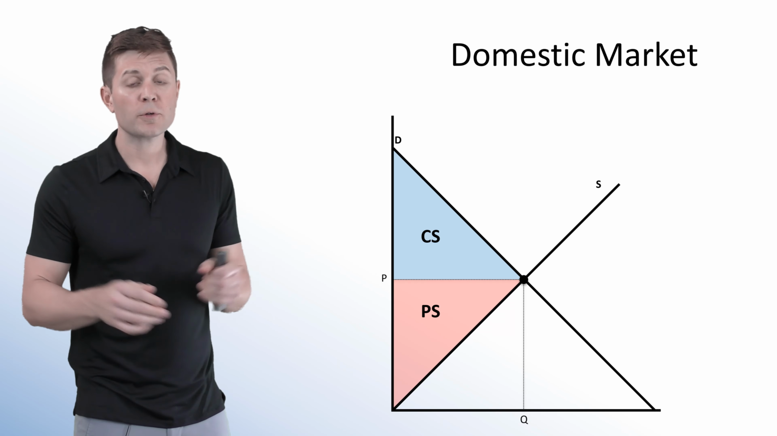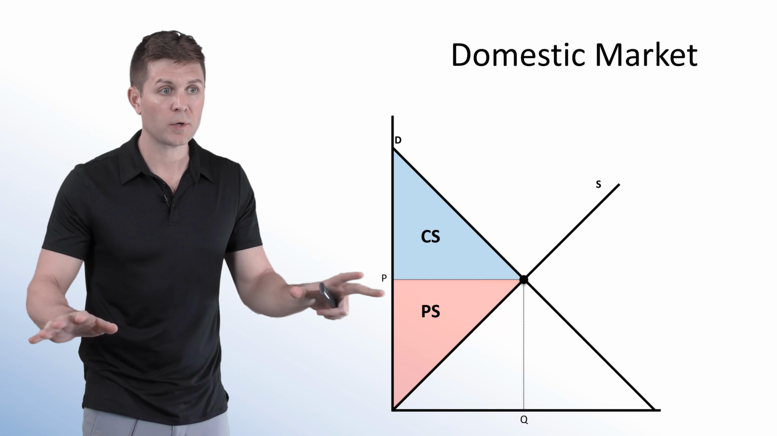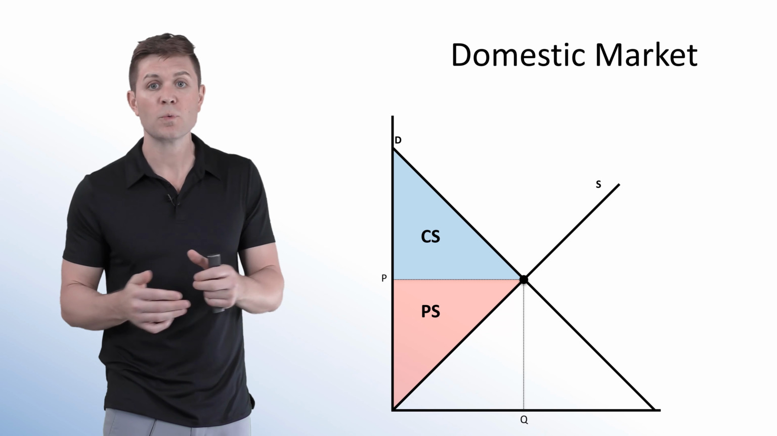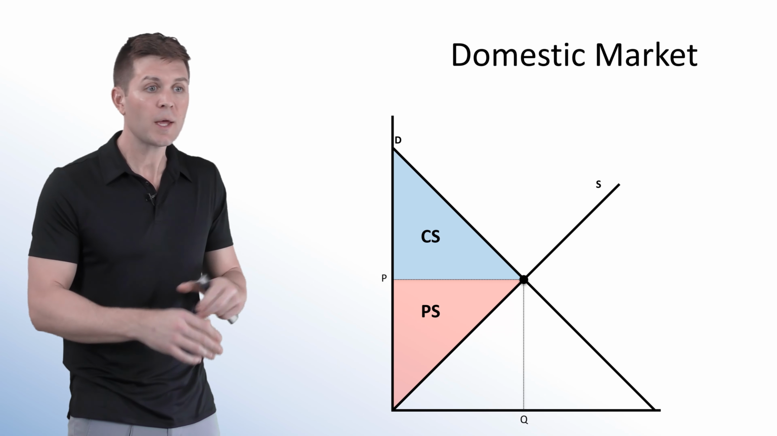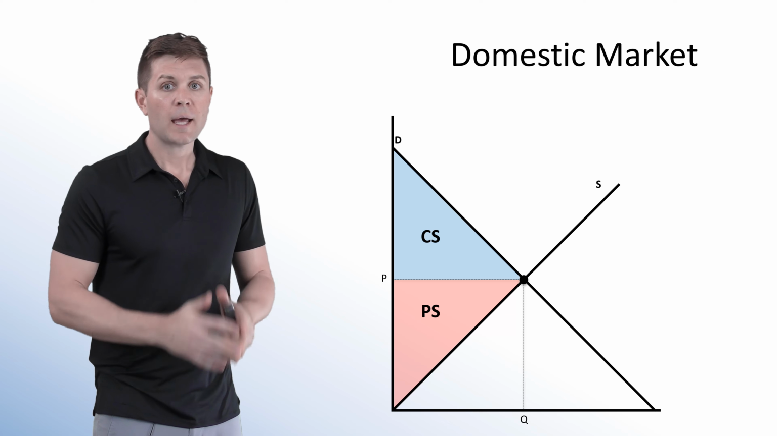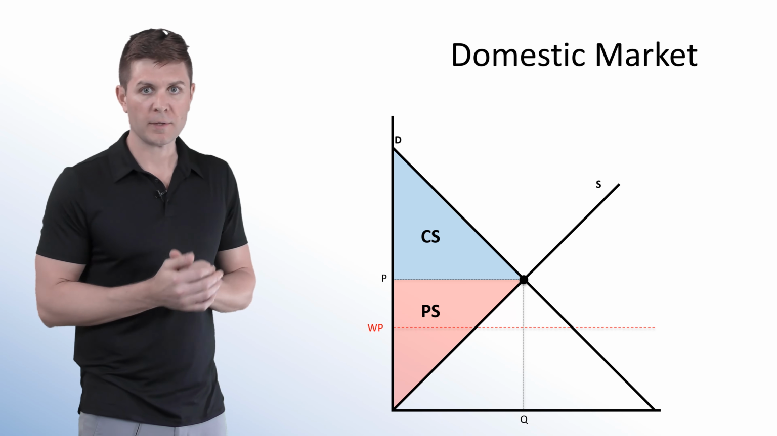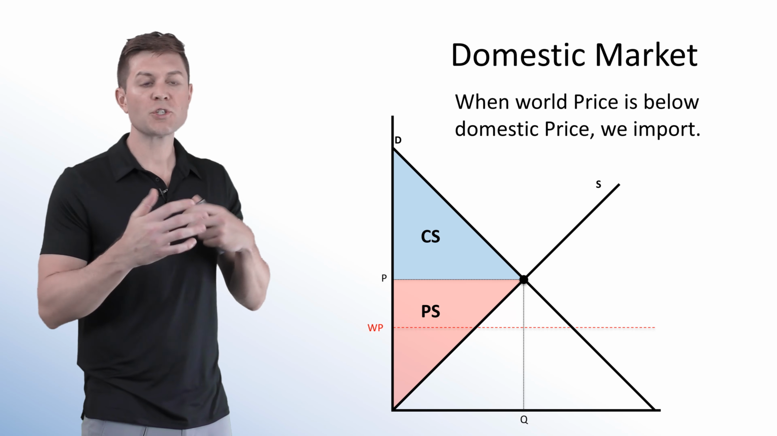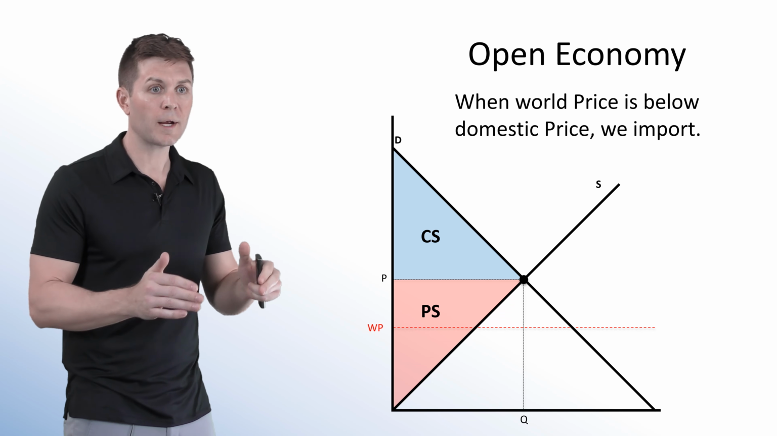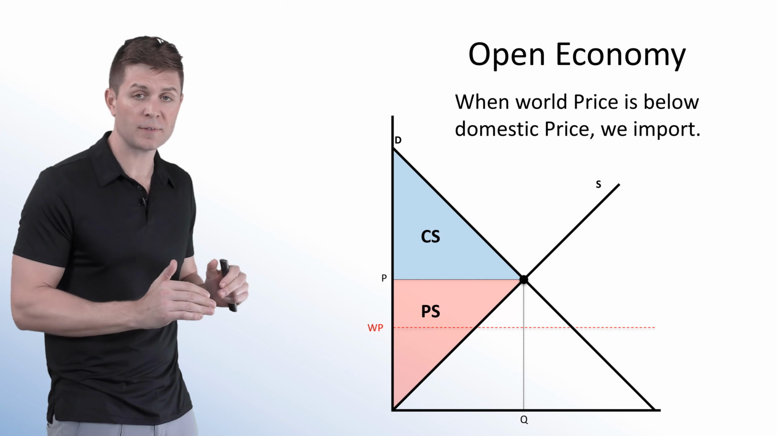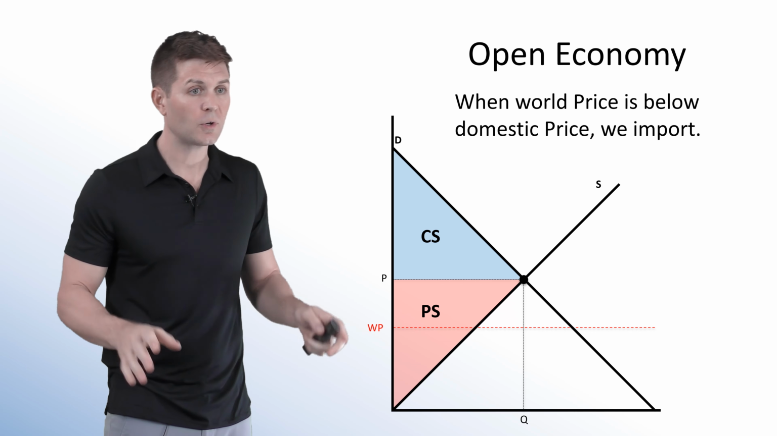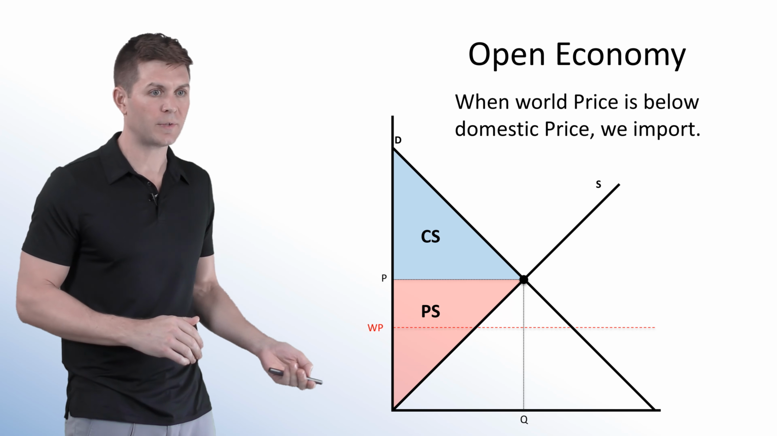All right, we're going to start our first example with just the domestic market. We've got our downward sloping demand curve, our upward sloping supply curve. We've got price and quantity established at our equilibrium. We've got consumer and producer surplus identified. And then we're going to put the world price in here. So we're going to change from a domestic market to an open economy. When the world price is below the domestic price, which it is in this situation, we import products. So that's how it's going to turn out. But let's go step by step to see where it takes us.